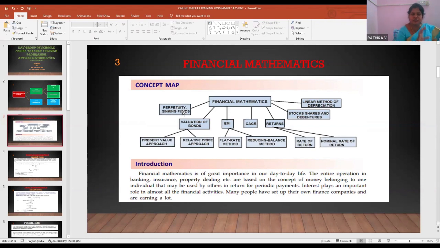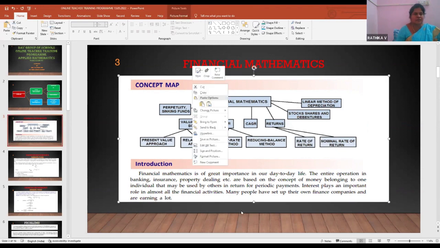Today I plan to take only sinking funds from class 12, and from class 11 it is GST. So two topics we cover in this financial mathematics, sinking funds and GST. Let me show you what the topics are. These are the sub branches here. So these are the main 7 topics we have.